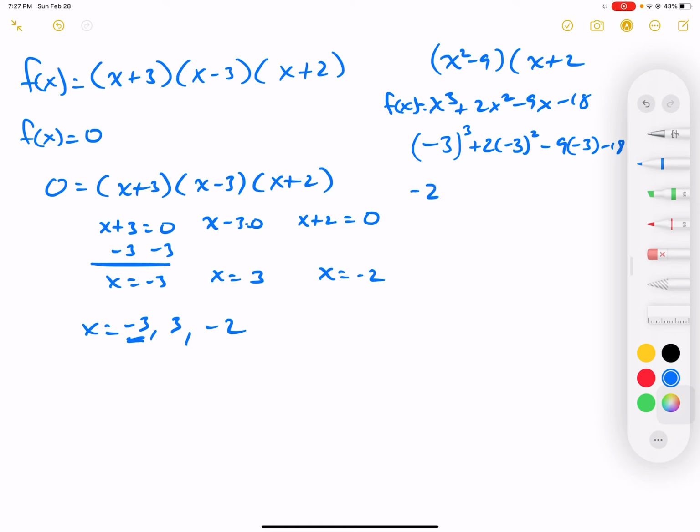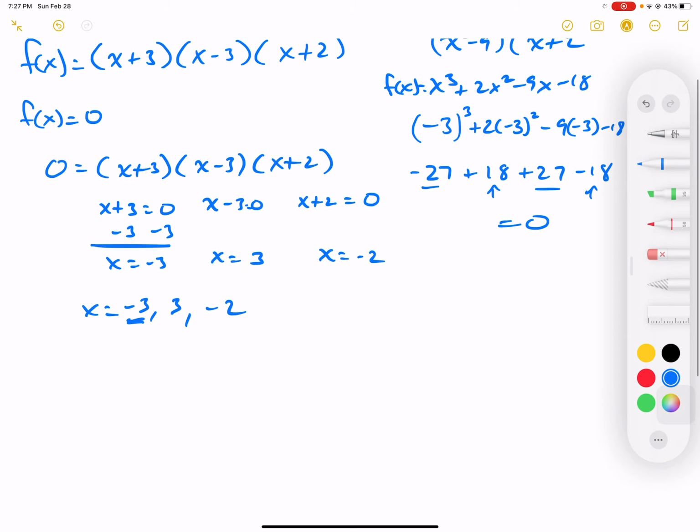This is negative 27. This over here is 9 times 2 is 18. 3 times 9 is 27, so that's positive 27. And then minus 18. As you can see, negative 27, positive 27, and positive 18 and negative 18 all cancel out to become 0. And hopefully you don't need me to demonstrate, but if you try it with the 2 and the negative 2 also, that would also give us a 0.